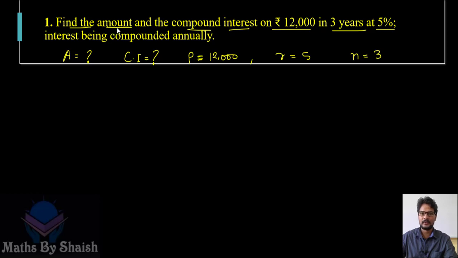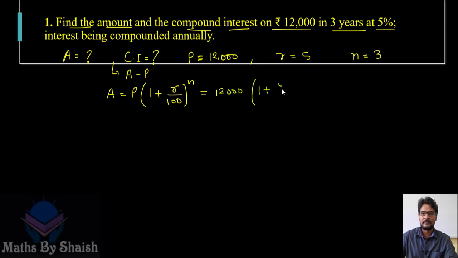First of all we have the amount, and we know compound interest, for that matter any interest, is the total amount minus principal. First of all we are going to use the formula for amount, and we have A equals P times (1 plus R over 100) to the power n. That is going to be 12,000 into (1 plus 5 over 100) to the power 3. 5 ones are 5, 5 twenties are 100, and then we will get this as 12,000 into (1 plus 1 over 20), which is going to be 21 over 20, because we are adding the numerator and denominator. So it is 21 over 20 whole cube.